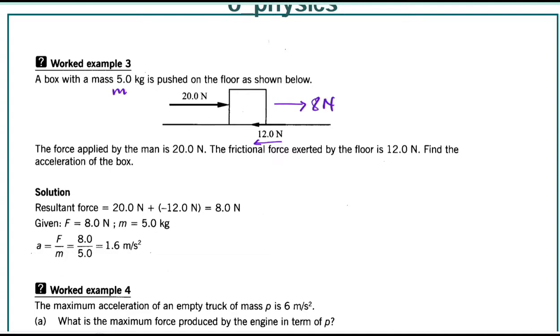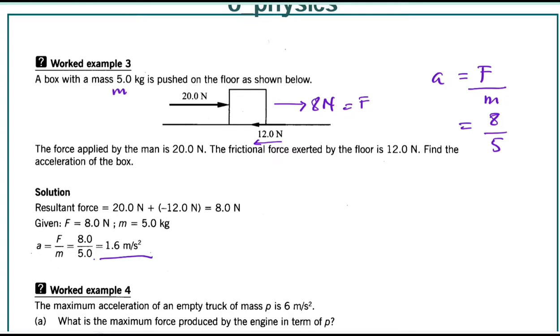So the resultant force here is F, and we also have what? The mass. So we can find the acceleration. Acceleration is equal to what? F over m, and being given that F here is what? 8, all over the m here, which is what? 5, and then we obtain what?